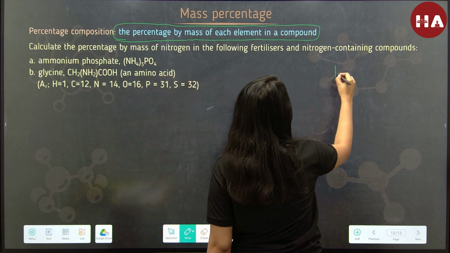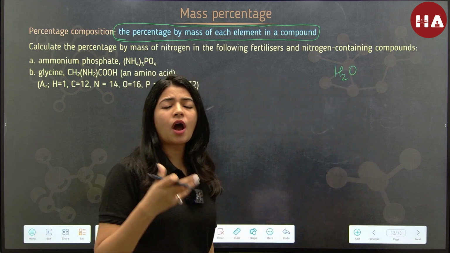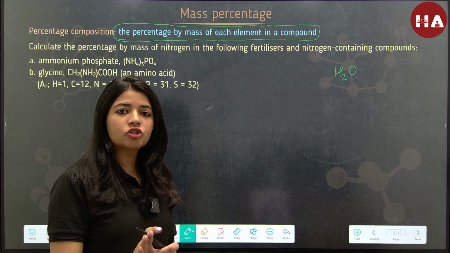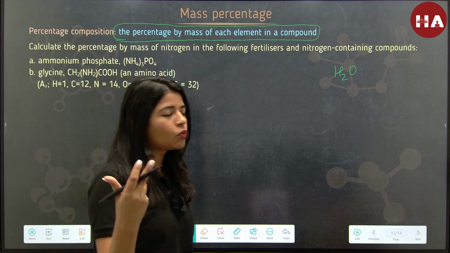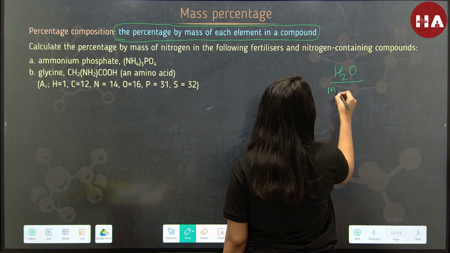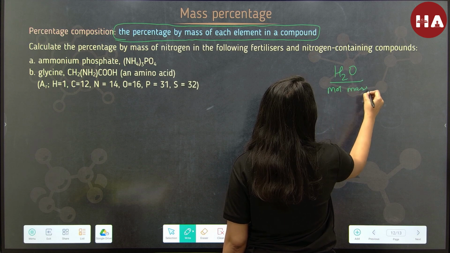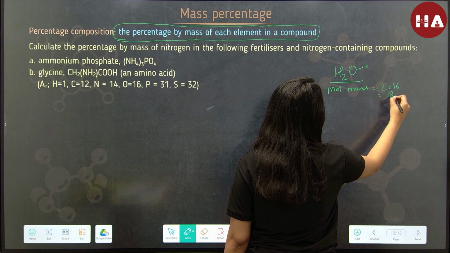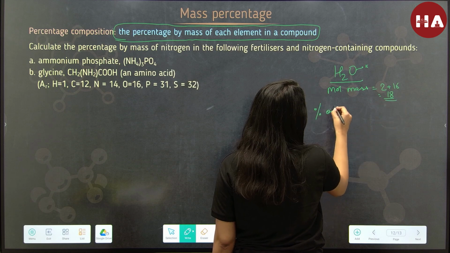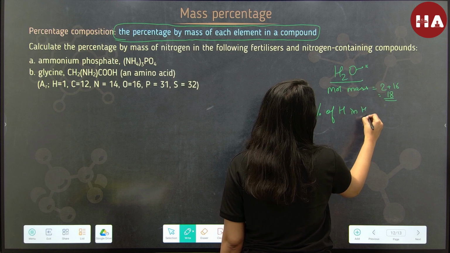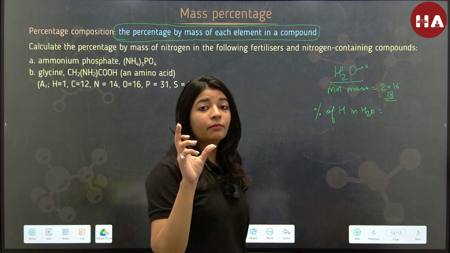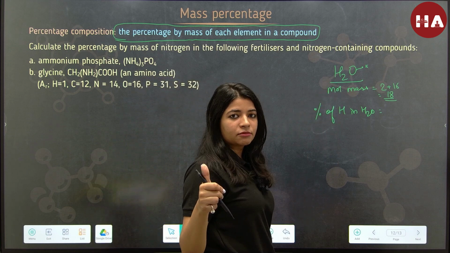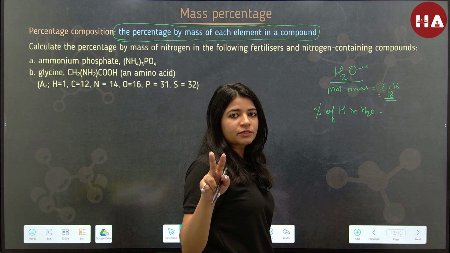For example, if you have water, H2O molecule, and if I ask you how much of hydrogen is present in the water molecule in percentage, or how much mass percent of hydrogen is present in water, then what do we do? First, we need to calculate the molecular mass of water, which will come out to be 2 plus 16, oxygen is 16, so 2 plus 16 equals 18. This is the molecular mass. Now I have to calculate the percentage of hydrogen in H2O. So the mass of hydrogen present in this molecule, which is 2 atoms of hydrogen, means 2 times 1. So in total 2 gram of hydrogen is present in this H2O.